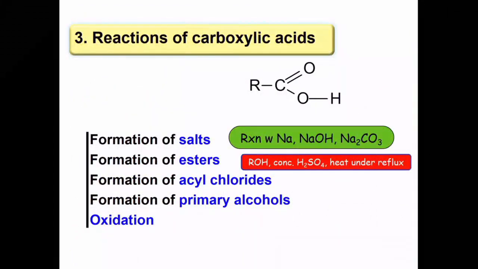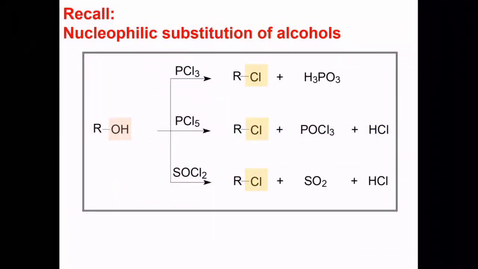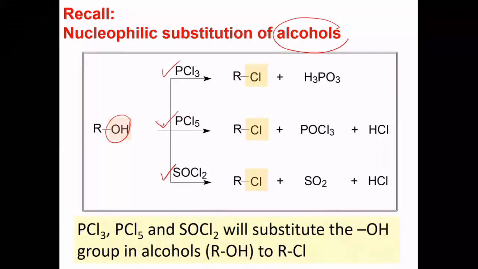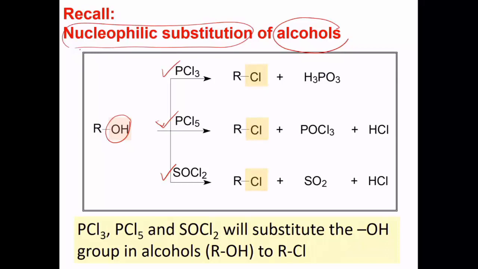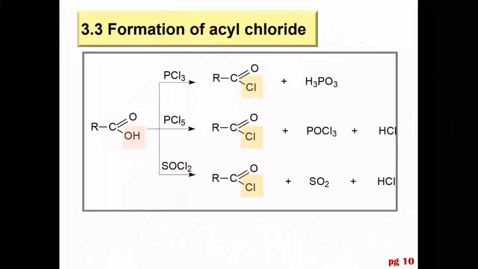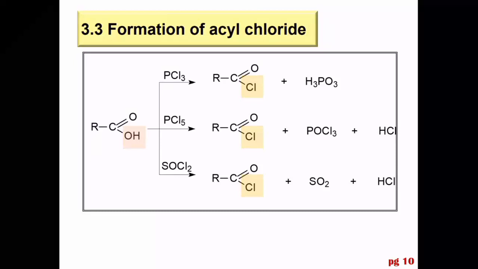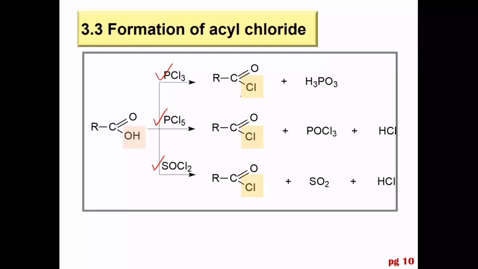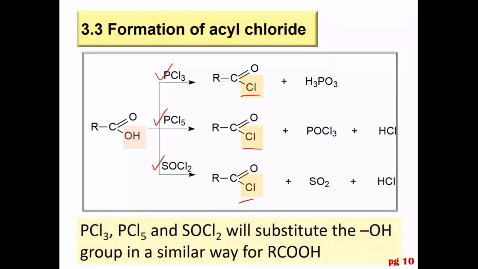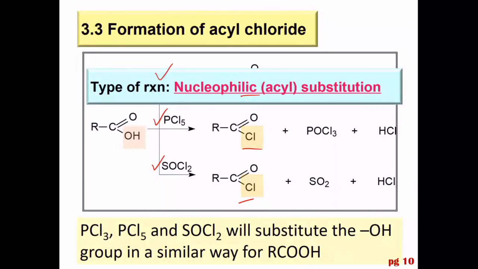So the next part of the reaction we're going to look at is how to convert carboxylic acid to an acyl chloride, because it's an important reagent. So similar to your reaction with alcohol, where the OH group can react with PCl5, PCl3 and SOCl2, and the OH will be substituted by the Cl via a nucleophilic substitution reaction. When you look at carboxylic acid, the same type of reaction can take place using PCl3, PCl5 and SOCl2, where the OH group is substituted with Cl. So this is also a nucleophilic substitution reaction.